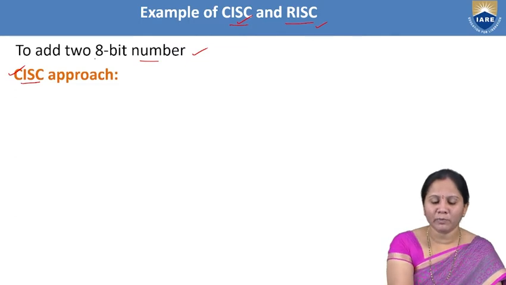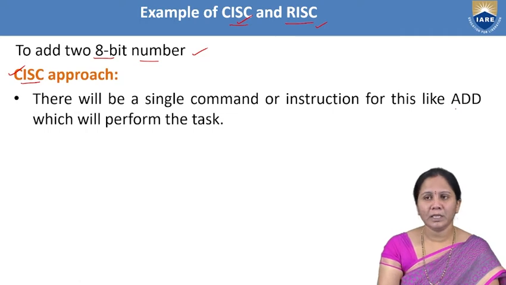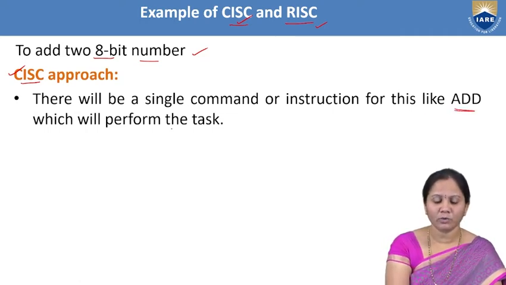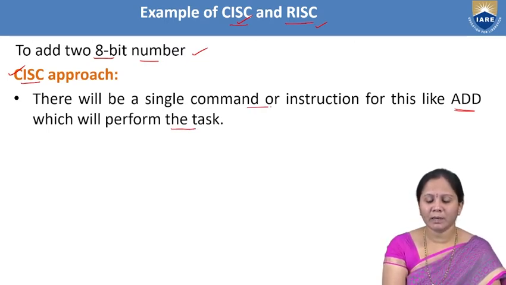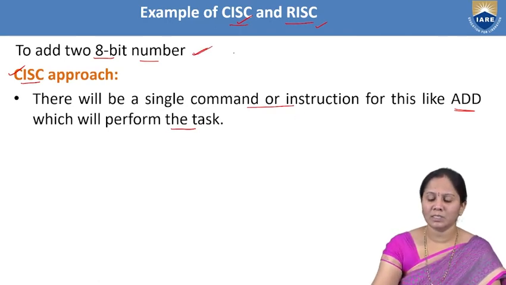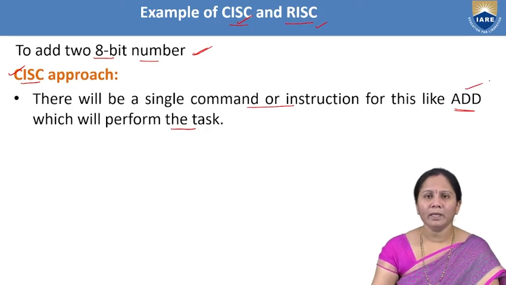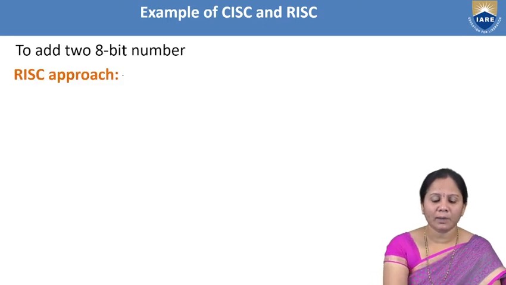That means a single instruction can be used to perform the operation. In order to add two 8-bit numbers, only a single instruction like the add instruction can be used to perform that simple task. So there will be a single command or instruction to execute this operation. What is that single command? Simply add. But we will see how the same example can be done if we go for the RISC approach.